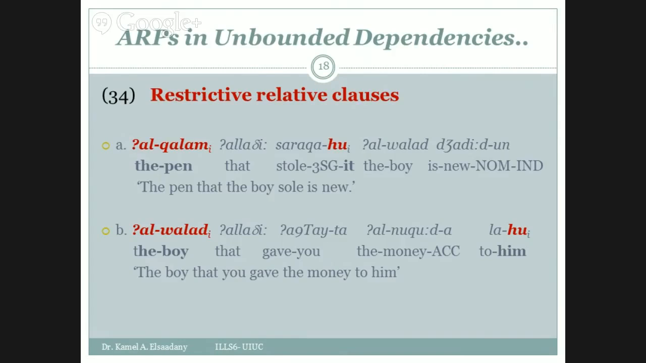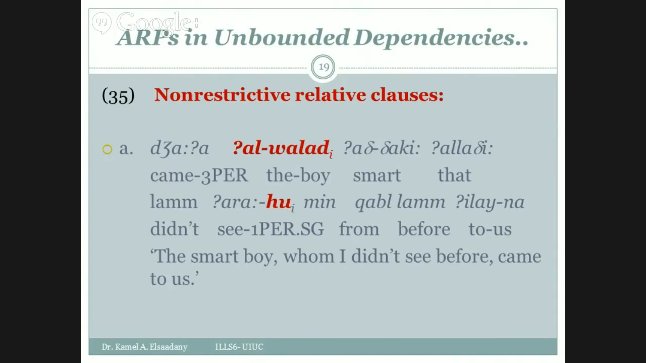النقود له. So who and al-walad, the boy that you gave, actually it's you gave, not I, gave the money to him in this case. So another one, non-restrictive relative clause. Again here, جاء الولد الذي, okay, الذي, أو الذكي الذي لم أراه. So أراه is in the third line here, refers to al-walad in this case. So this is non-restrictive relative clause.